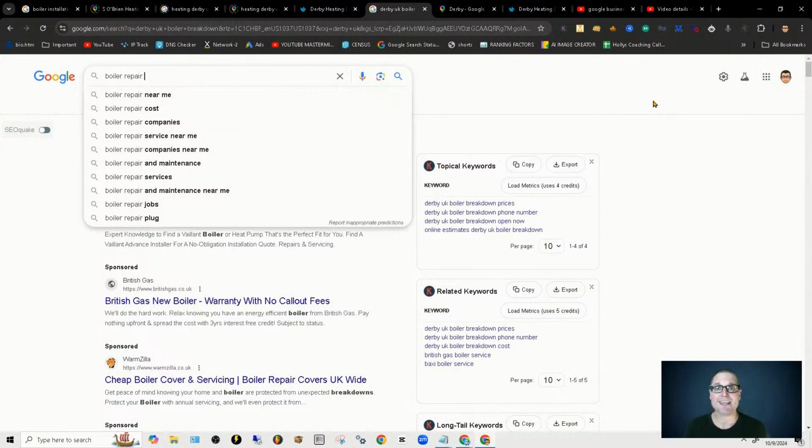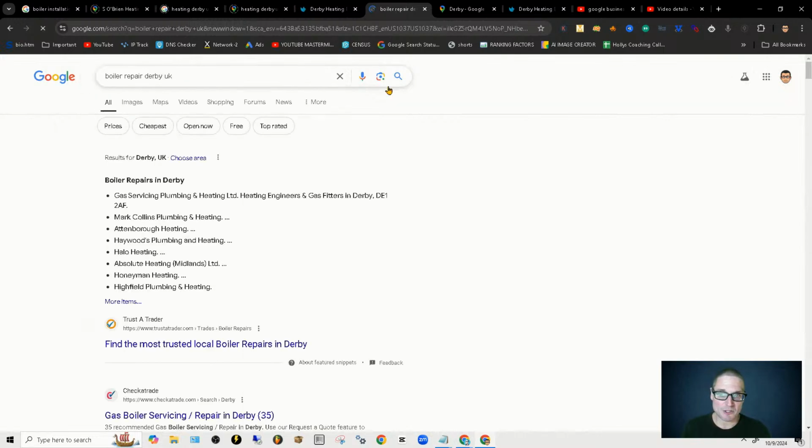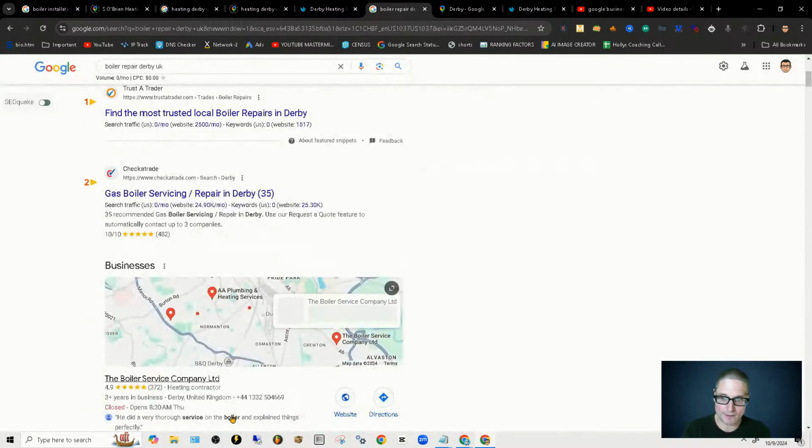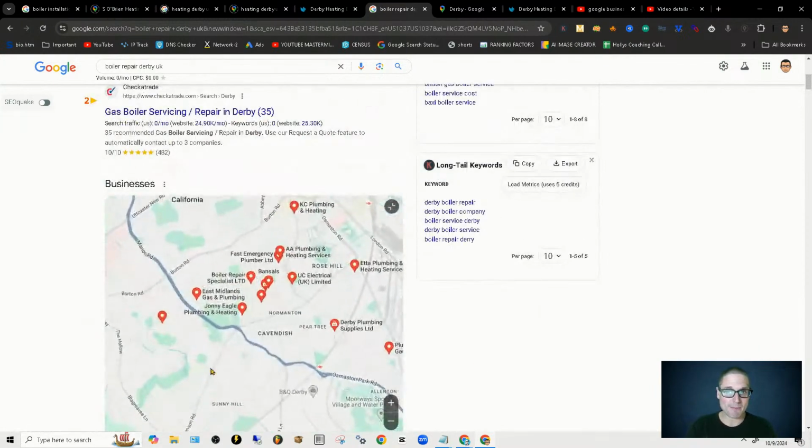So the first thing that I went in and I did is I looked for their primary term. So it's boiler repair, and where they care about is Derby, right? So Derby is a city in the UK. So I look up boiler repair. I can see here that it's throwing a 3-pack. That's a good sign. They're not in the 3-pack though.